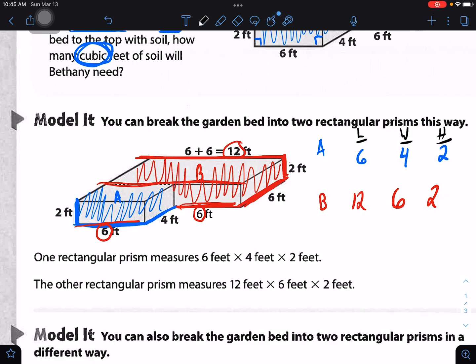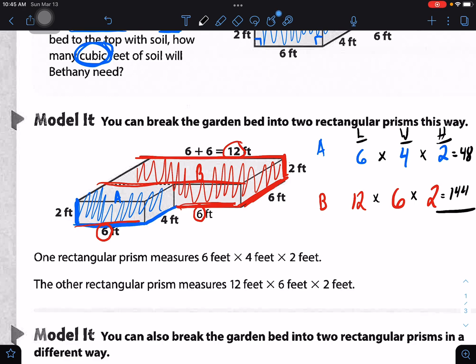the height? So now that I have all of the dimensions for both of my shapes, now I can multiply them together to figure out our total volume. So I know that 6 times 4 is 24, and 24 times 2 is 48. And I know on this one, 6 times 2 is 12, and 12 times 12 is 144.